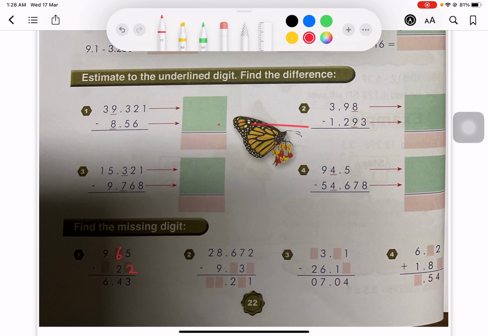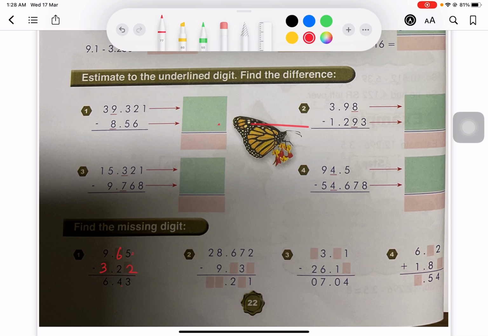Now, let's go to the decimal. We will bring it down. What number, when you subtract it from 9, gives you 6? Yes, you are correct. It's 3. Let's check our solving. 5 minus 2, the answer is 3. 6 minus 2, the answer is 4. 9 minus 3, the answer is 6.